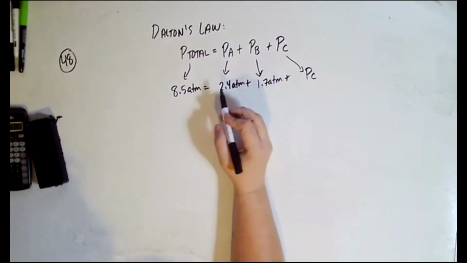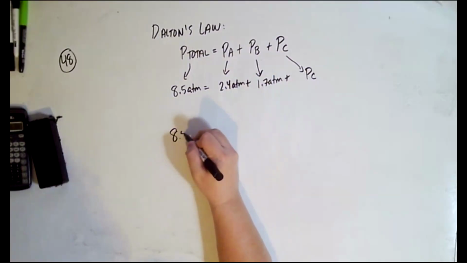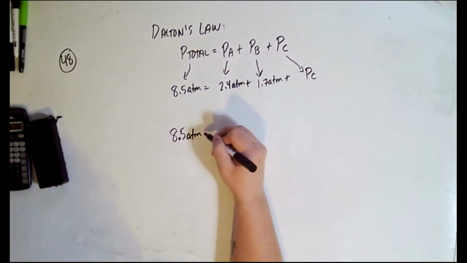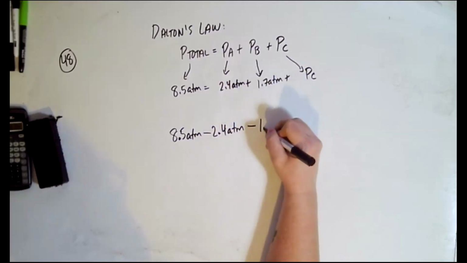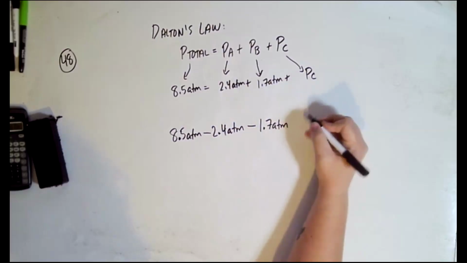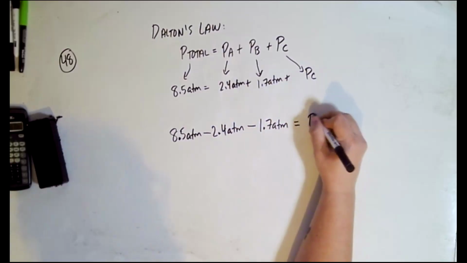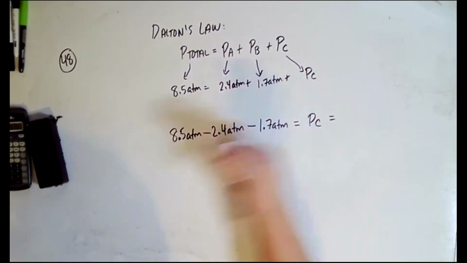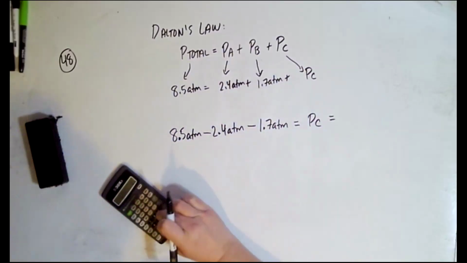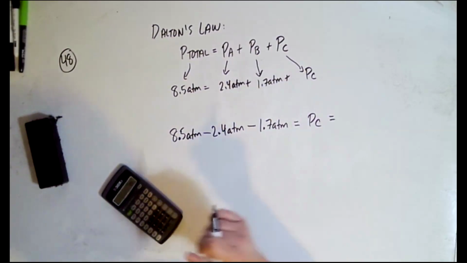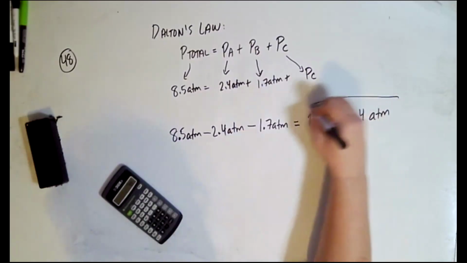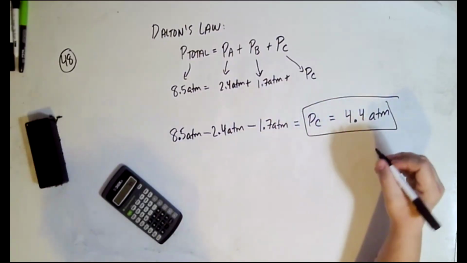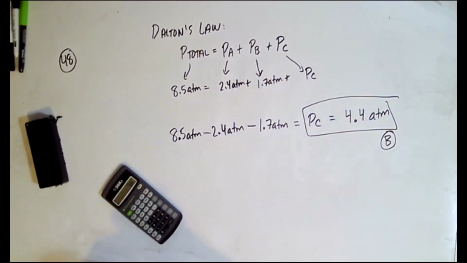All right. So we can just take our 8.5 and we can subtract 2.4 atm and subtract 1.7 atm. And then what we're left with is going to be the pressure for gas C. Okay, so 8.5 minus 2.4 minus 1.7. Pressure of gas C is going to be 4.4 atmosphere. Right, which is answer choice B.